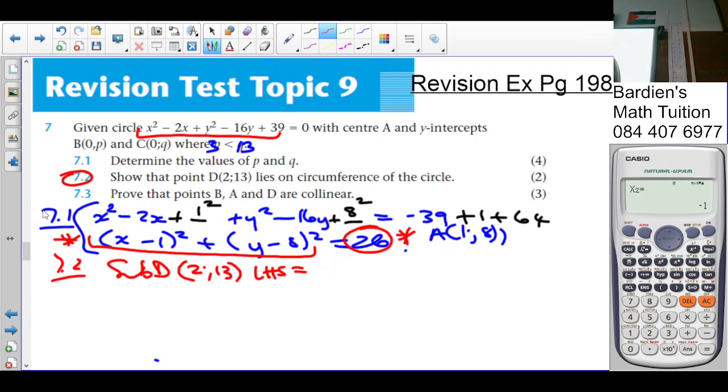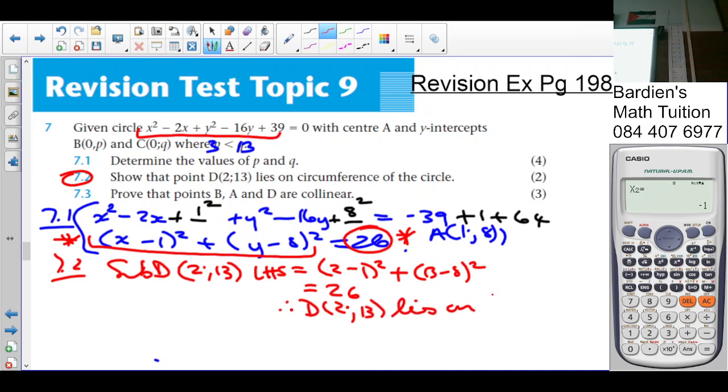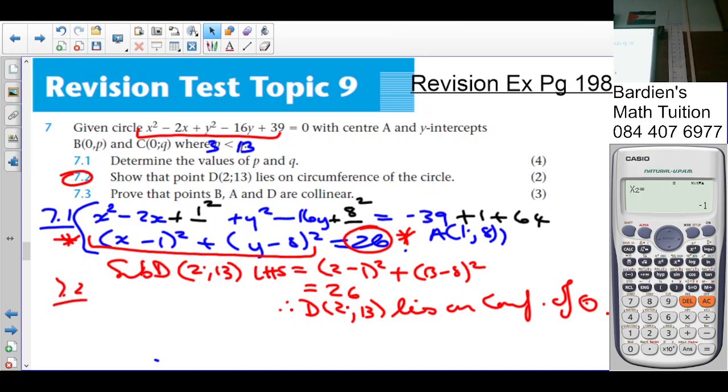Okay? So let's do the substitution quickly. It's going to be (2 minus 1) squared plus (13 minus 8) squared, which is 1 plus, 13 minus 8 is 5, squared. So the answer is 26. So what can we say now? Therefore, D, which is (2, 13), lies on the circumference of the circle. There we go. Okay? You understand? Alright, so let's look at the next question.